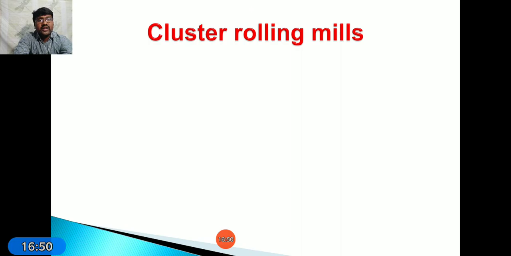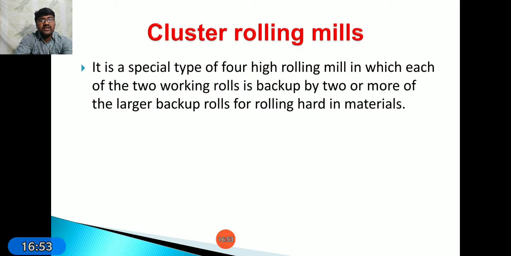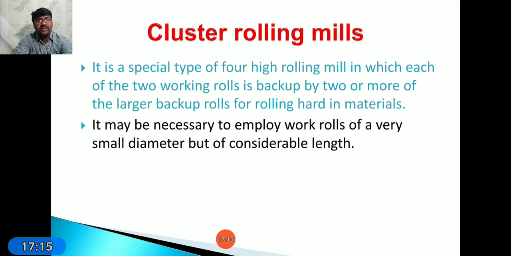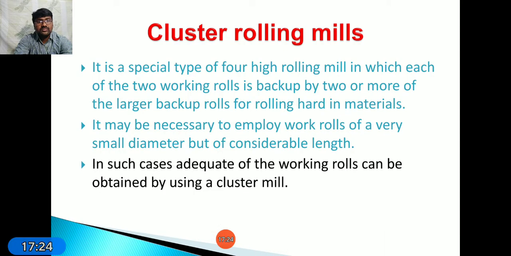Next, coming to cluster rolling mills. It is a special type of four high rolling mill in which the two working rolls are backed by two or more larger backup rolls. For rolling hard materials, we are using cluster rolling mills. It may be necessary to employ work rolls of very small diameter but of constant length. In such cases, adequate support of the working rolls can be obtained by using cluster rolling mills.